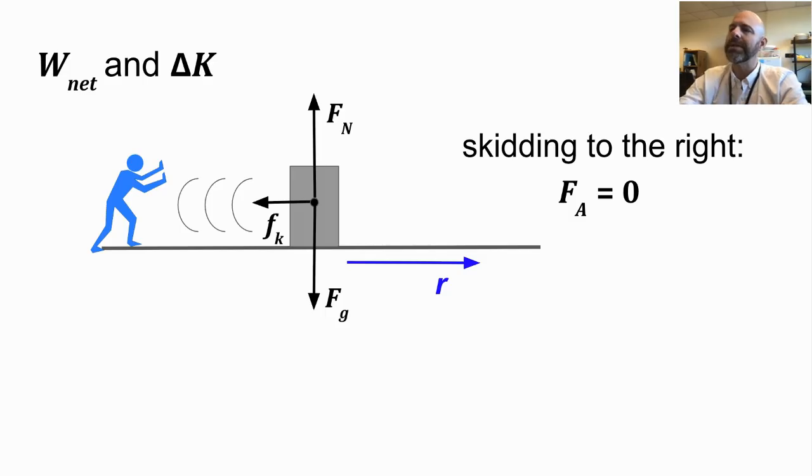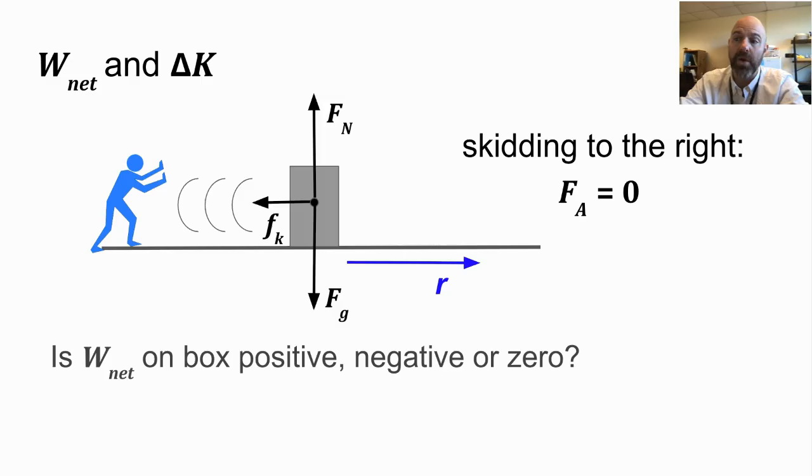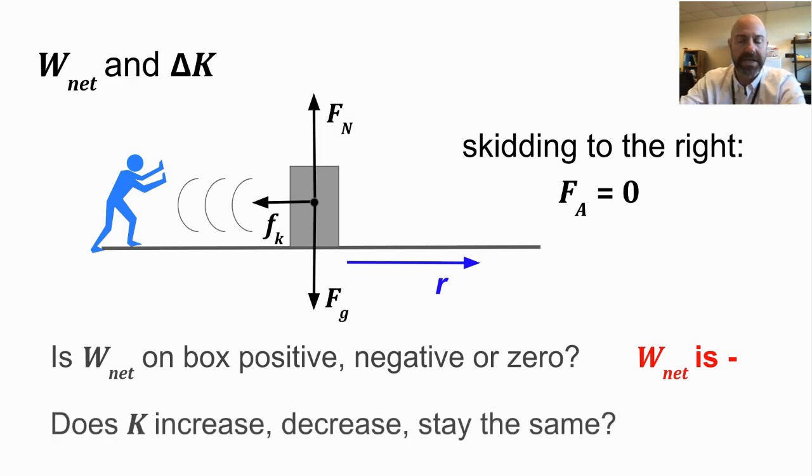Now, what if we go one step further? If we let it skid to the right, we gave it a shove, but now we let it go. Now the net force is actually to the left, or in the opposite direction of motion. So is the net work on this box positive, negative, or zero? Well, in this case, it would be negative because the net force is to the left and the displacement vector is to the right. They're in opposite directions, therefore we get negative net work. So does kinetic energy increase, decrease, or stay the same?